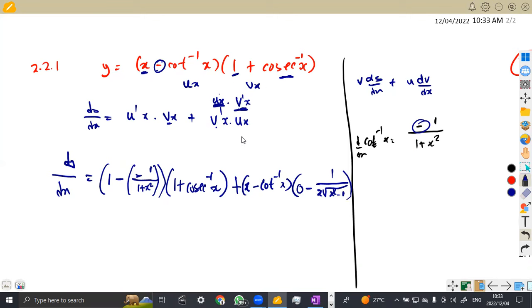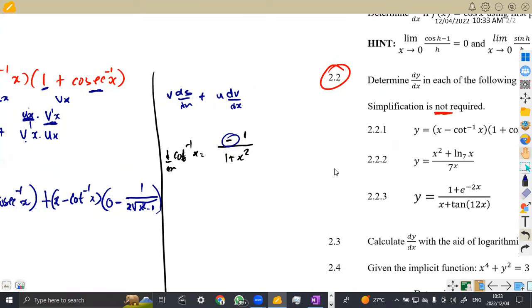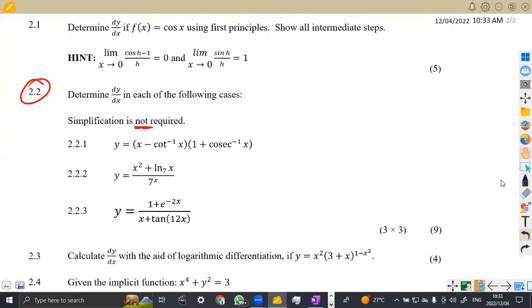So you're showing the derivative of h separately and well presented. All right, so that was 2.21, and we've got 3 marks because this is 3 times 3, each having 3 marks. 2.22, we are now asked, so this is actually ln 7x, not ln x base 7.